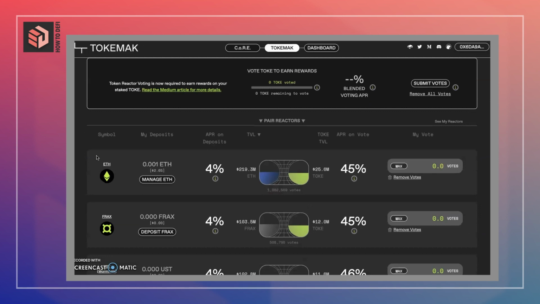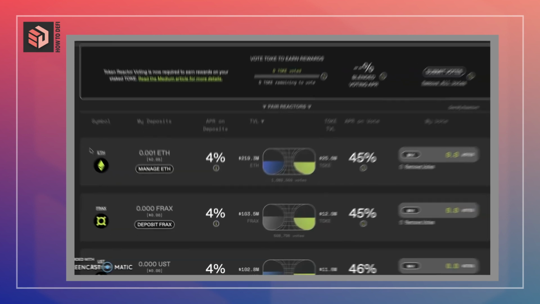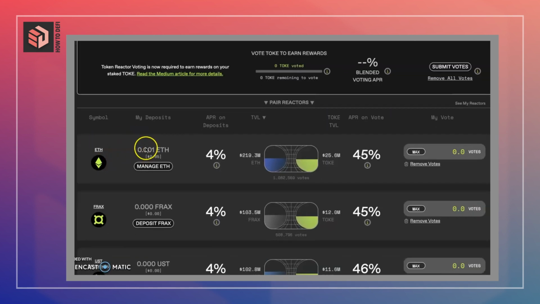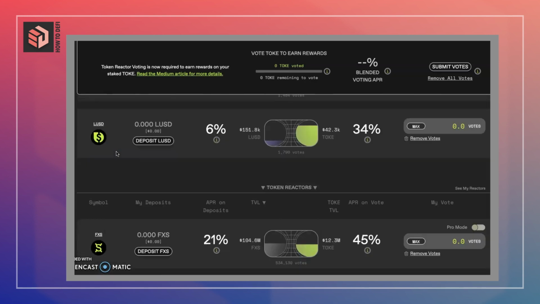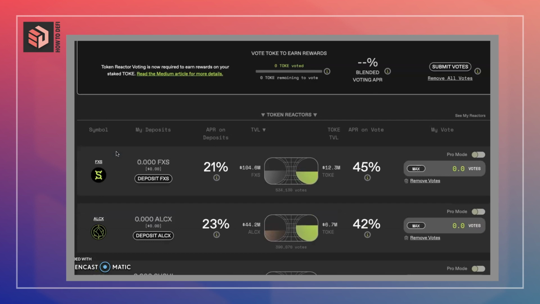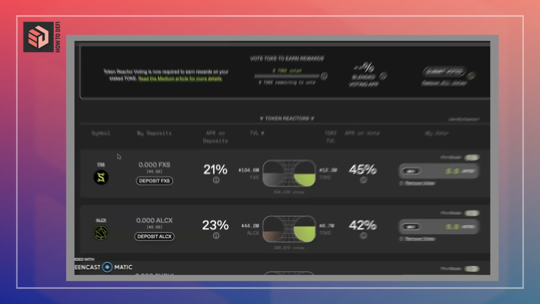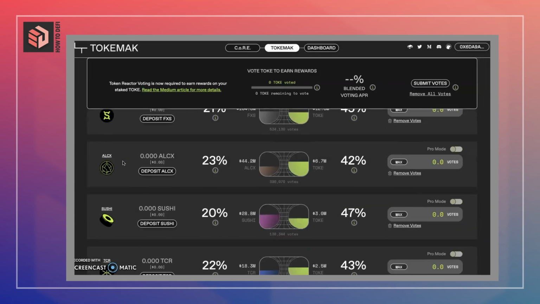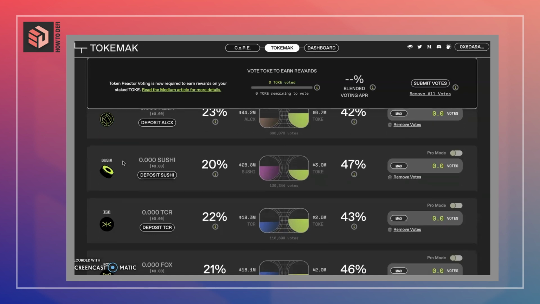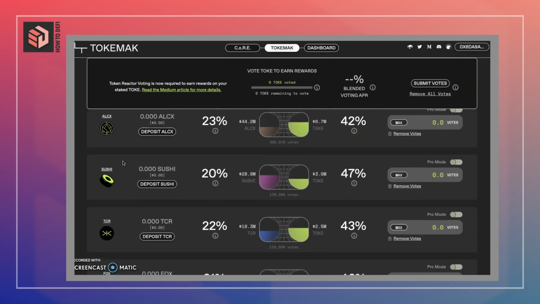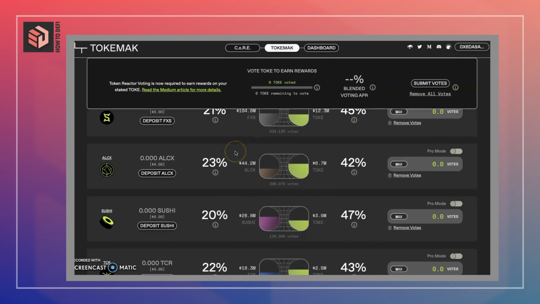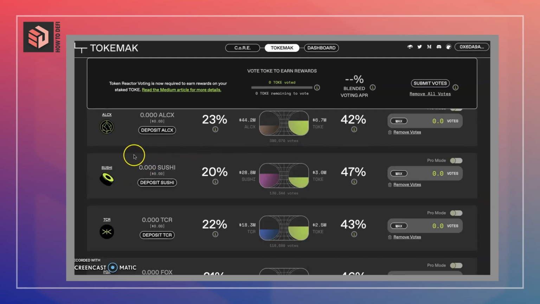Now let's see how this works. You can either provide liquidity in pair reactors, which include ETH and a bunch of stablecoins, or you can provide liquidity in token reactors. These include projects that have been voted upon by the Tokemak DAO and that have applied for opening their own reactors on Tokemak, such that liquidity for those particular tokens could be provided.